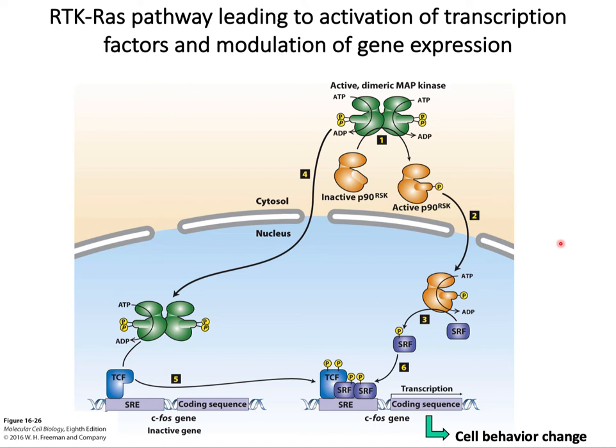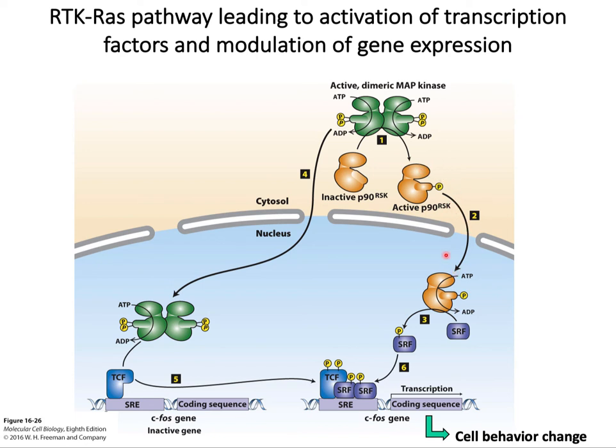So what happens downstream of MAP kinase? Two things happen together. In the first step, 1 through 3, MAP kinase is in the cytosol and phosphorylates and activates this P90 RSK. And the RSK stands for ribosomal S6 kinase, which is a family of kinases. So this is your phosphorylated P90 RSK kinase.